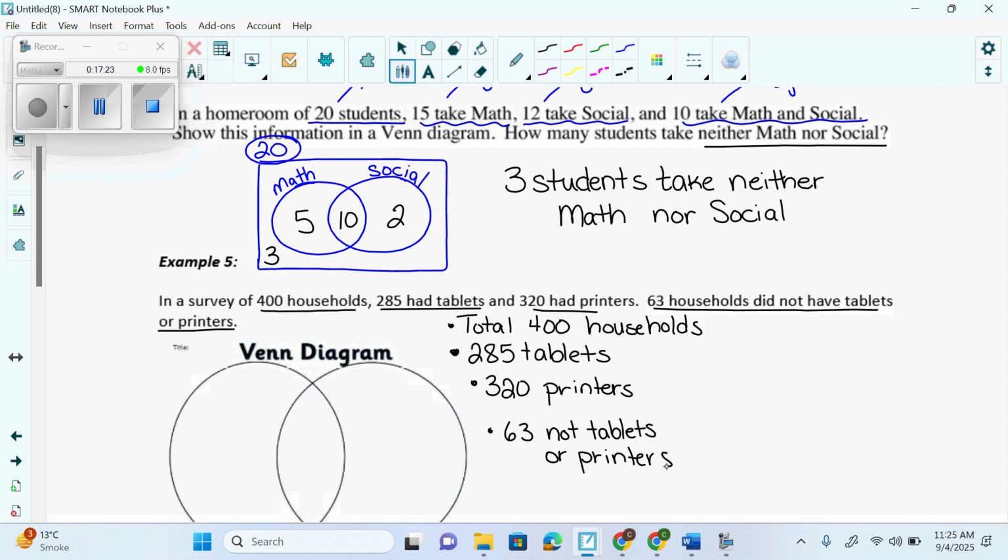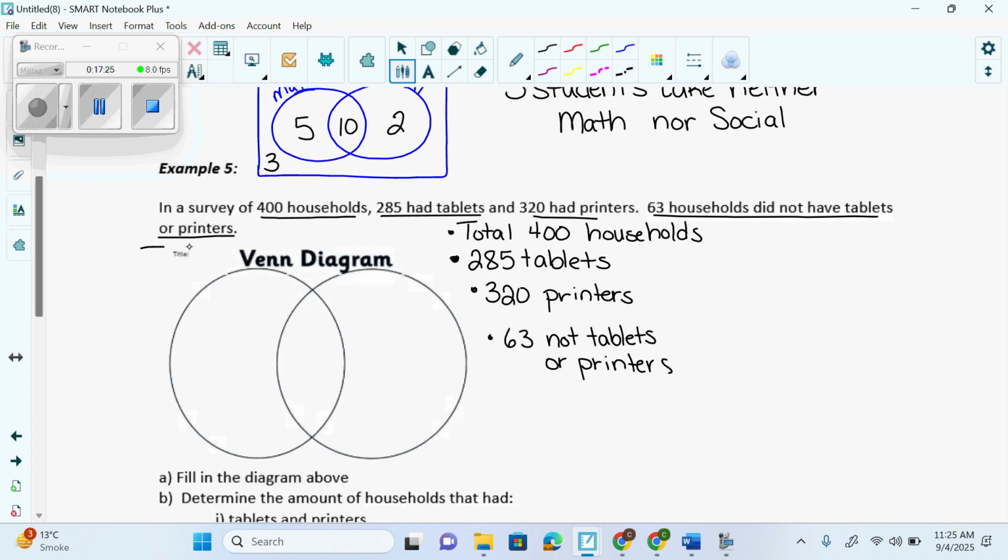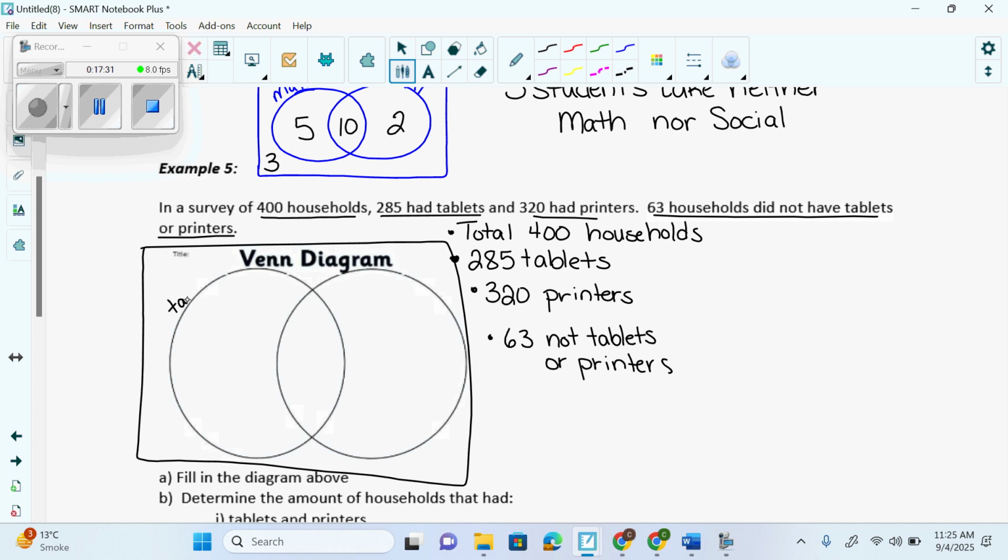Okay, so let's go fill in our Venn diagram. So I put a box around it. I need tablets. I need printers. I can put 400 outside to help me.